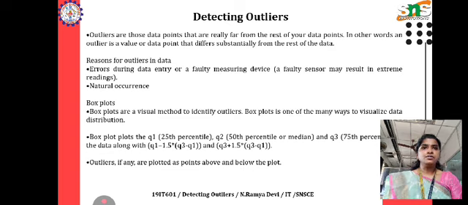So outliers are those data points that are really far from the rest of your data points. In other words, an outlier is the value or data point that differs substantially from the rest of the data. So why do these outliers happen? Errors during data entry.